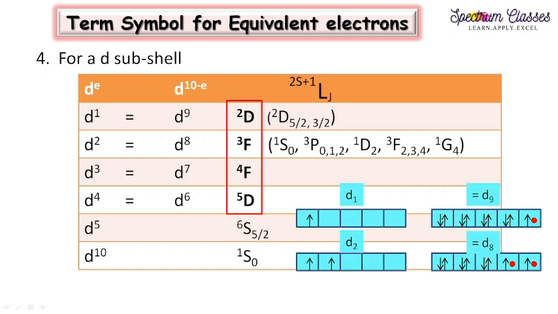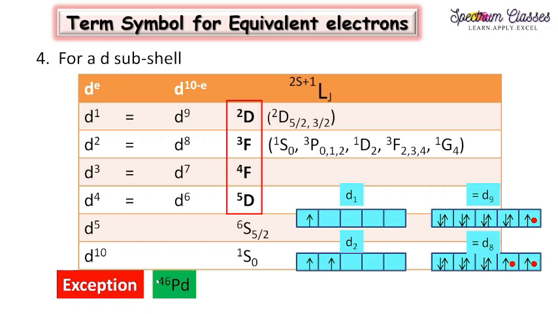Now coming to the next, d3 is 4F and d4 is 5D. So if you forget sometimes, start with D, F, F, D, right? The exception is palladium, 46. Palladium has an exceptional electronic configuration. The expected one is that of the nickel d8 system, but rather than d8 s2, it has d10 s0. It is an exceptional electronic configuration. And what is the term symbol for this palladium? You should remember it, it is very important. It is 1S0. In this manner you can write it down.